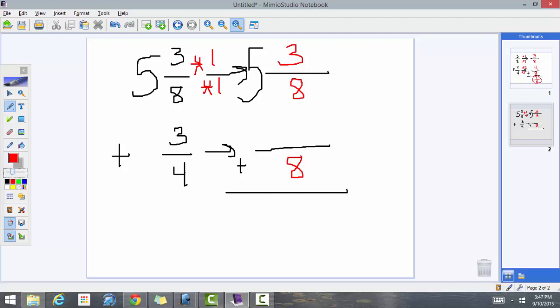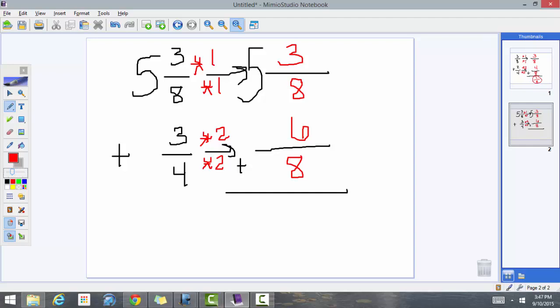With the second fraction, the 4 became an 8. So it did get larger, which means we have to multiply, and we multiplied it by 2. So we're going to do that same shortcut from the bottom to the top. So 3 times 2 is 6. Okay? So now that we've got common denominators of 8, we're going to start by adding the fractions first.